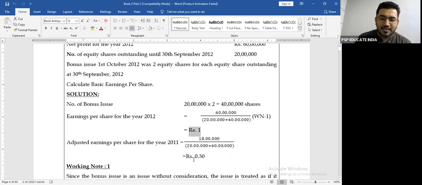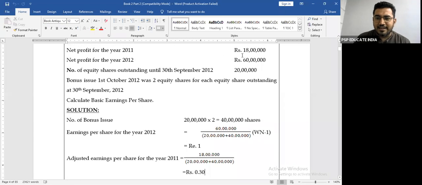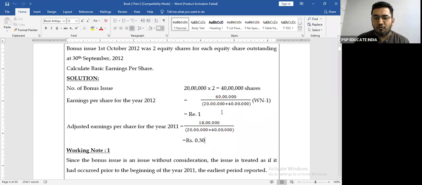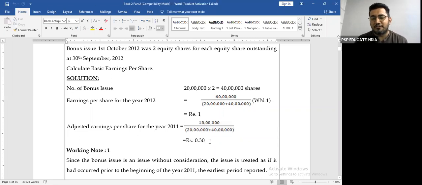However, we cannot compare this and 0.30 because 0.30 is without bonus. 1 is with bonus. So we adjusted the EPS. You cannot directly divide 18 lakhs by 20 lakhs and get your answer. What we did is take 18 lakhs and we made this also with bonus. So now you can easily compare 1 rupee and 0.30. So this is how you will adjust the previous year for the bonus issue so that both the years have bonus and you can easily compare the two.